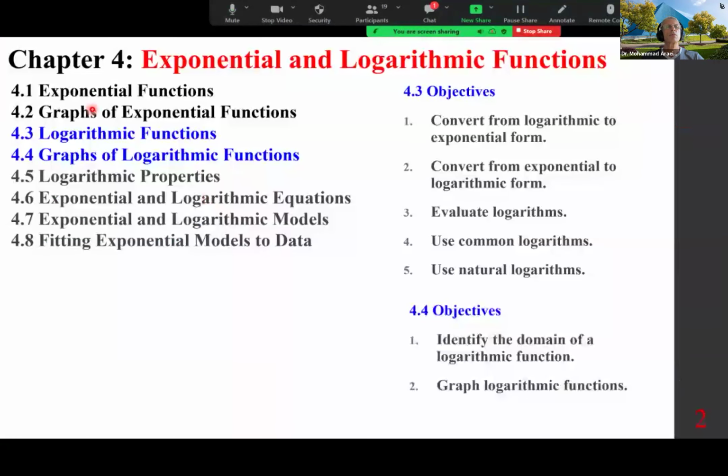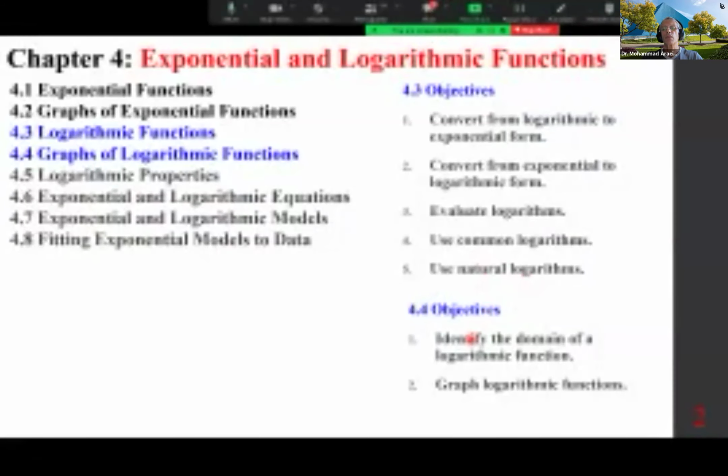So we covered the exponential functions, graphs of exponential functions, and now we are going to deal with logs and their graphs. The objective is convert from logarithmic to exponential form, convert from exponential to logarithmic form, evaluate the logs, use common logs, natural logs, identify the domain of a log, graph logarithmic functions.